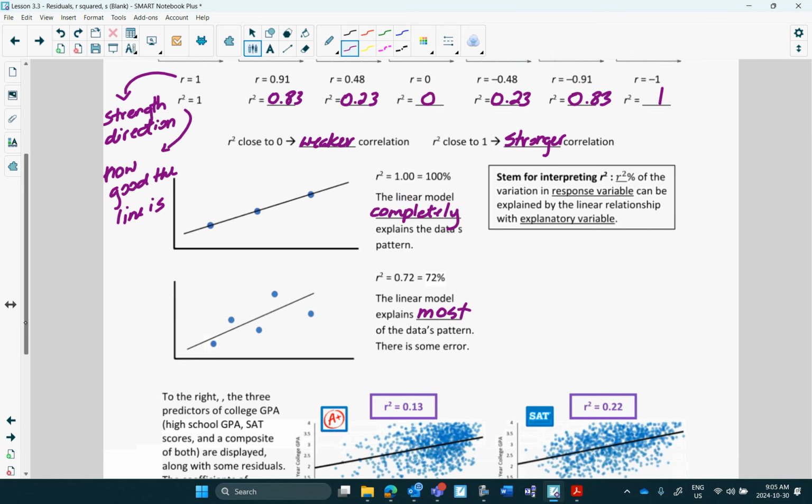And here's your stem for how you can interpret r squared. And notice we say percent. Okay. So we would say whatever r squared is, of the variation in whatever the response variable is, can be explained by the linear relationship with the explanatory variable.